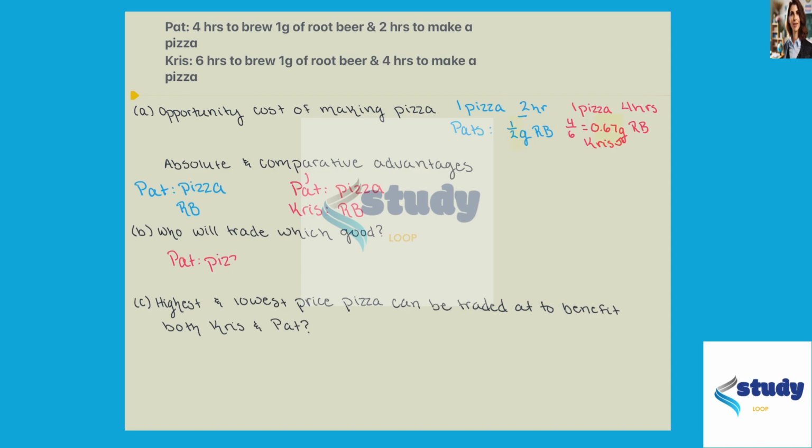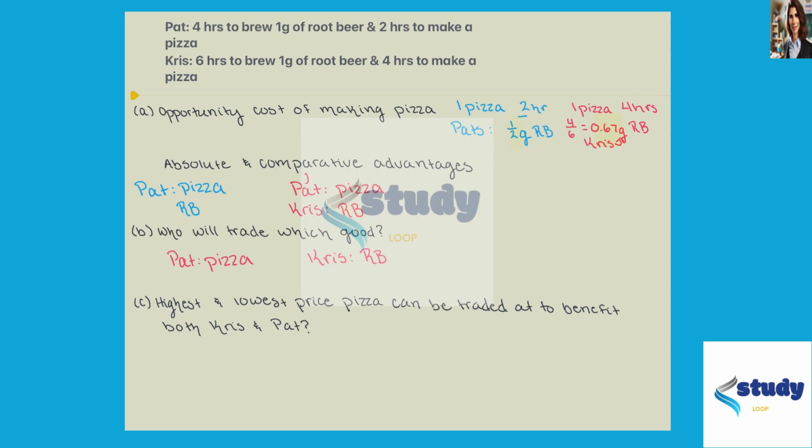And because Kris has the comparative advantage in root beer, we can also say that Kris will be trading root beer. Now part C here, we want to know the highest and lowest price pizza can be traded at so that both people here, both Kris and Pat, benefit. What we're doing is we're assuming that Pat is only making pizza and Kris is only making root beer. So the price at which we can trade so that they're both benefited means that it can't exceed their opportunity cost.